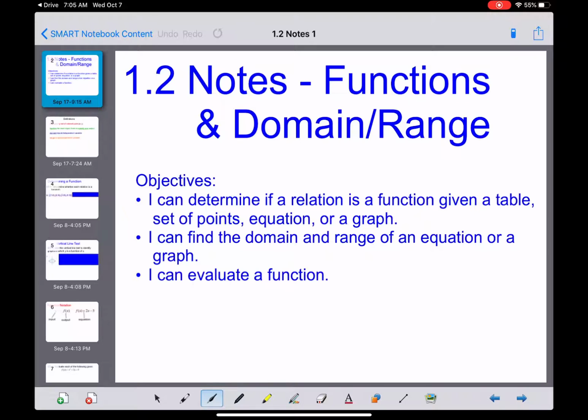So our objectives today are to be able to determine if a relation is a function, given a table, a set of points, an equation, or a graph. So that's some review from Algebra 1 and Algebra 2. We're going to find the domain and range of an equation or a graph, and today we're going to focus on the graph part of that objective. We'll get to the equation part of it later in the chapter, and then we're going to evaluate a function.